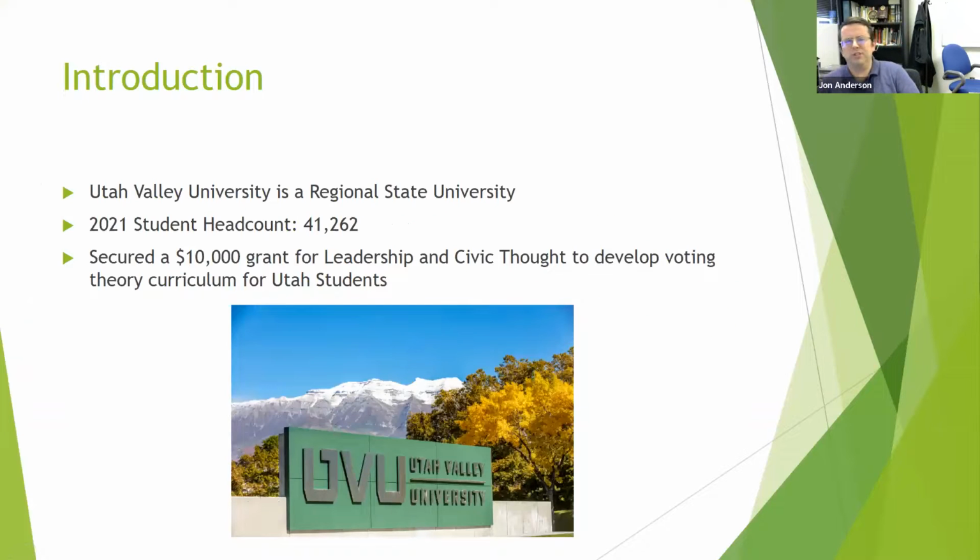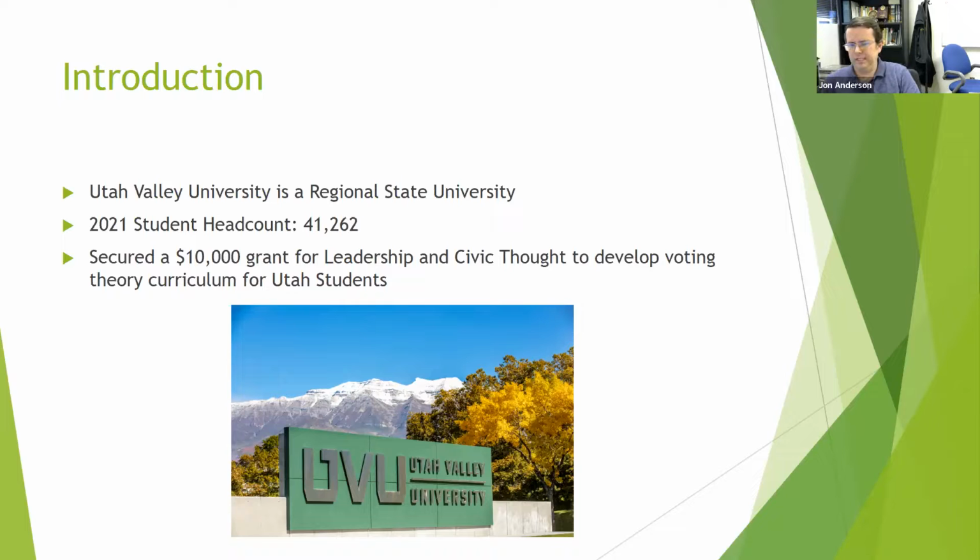Utah Valley University, which is classified as a regional state university. It happens to double as the community college in our area, as well as being our four-year degree program. So we have a lot of bachelor's programs, quite a few associates, some certificates, and some grad programs as well, particularly in computer science and some of the areas around there. Our count last fall, in 2021, was just over 41,000 students.